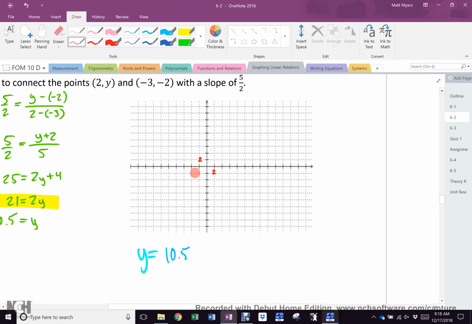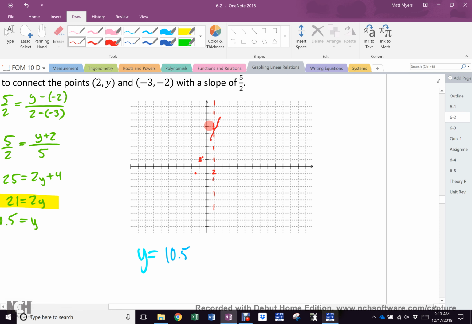Negative 3, negative 2 would be right there, right? Halfway between 2 and 3, or 2 and 4, and at negative 2, yes? And I got to get to this point now. Now I can do it. Up 2, 4, 5 over 2. 1, 3, 5 over 2. 2, 4, 5 over 2. And you can see the line goes through right there. 2, 4, 6, 8, 10 and a bit.